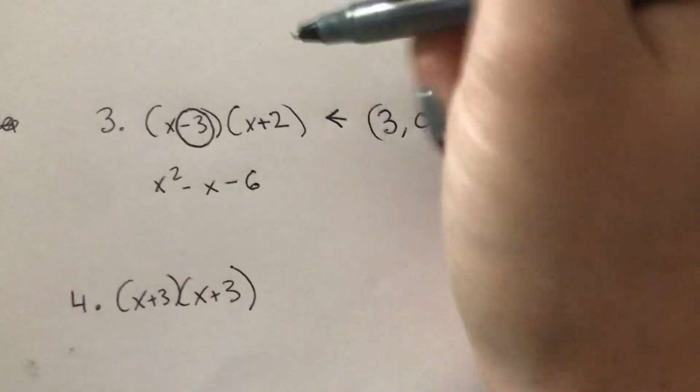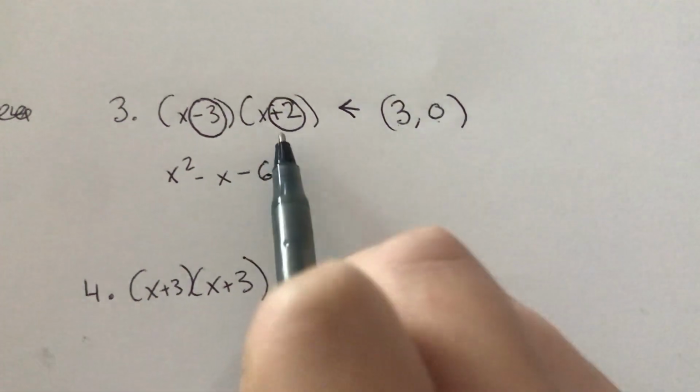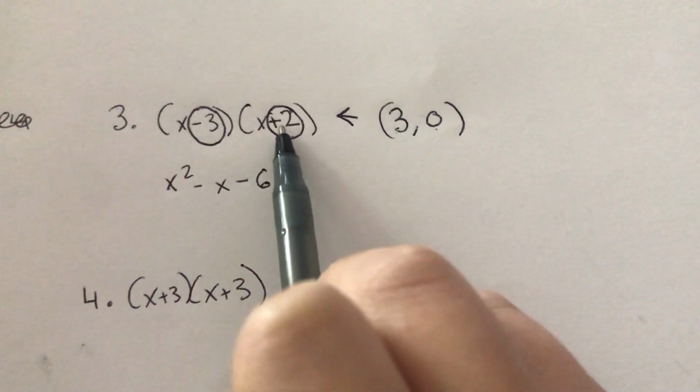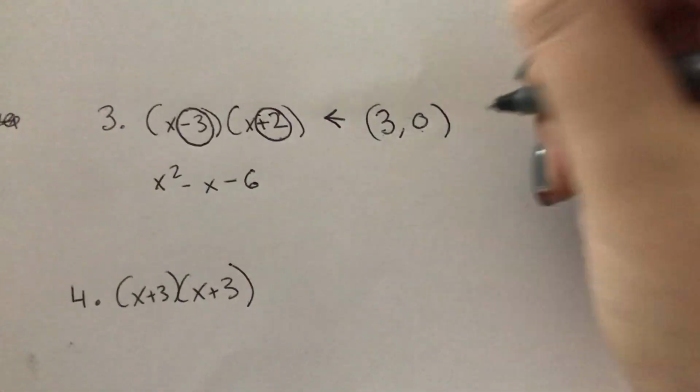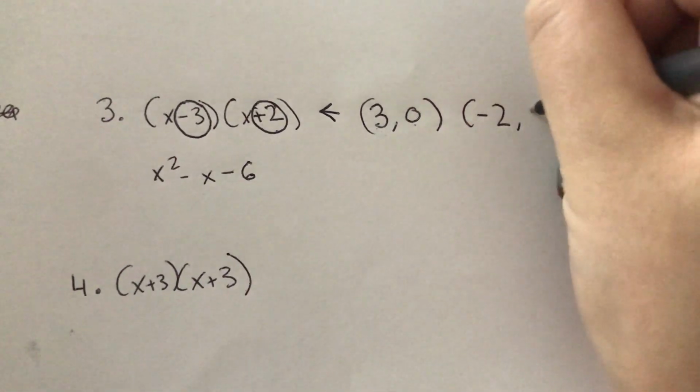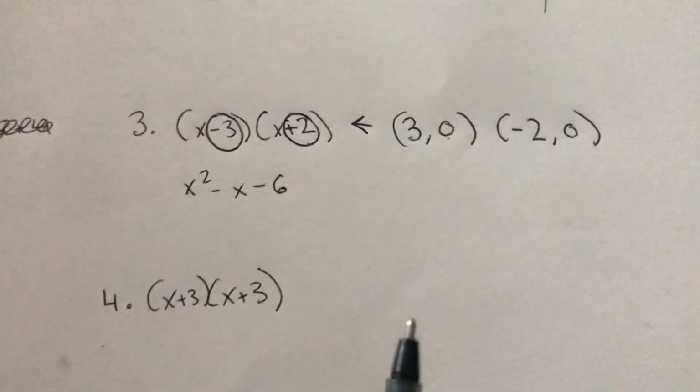Same here. I have positive 2. I'm going to circle it, make sure I don't forget a sign, and I need to flip the sign. So instead of positive 2, it's going to be negative 2, comma 0. And those are my x-intercepts.